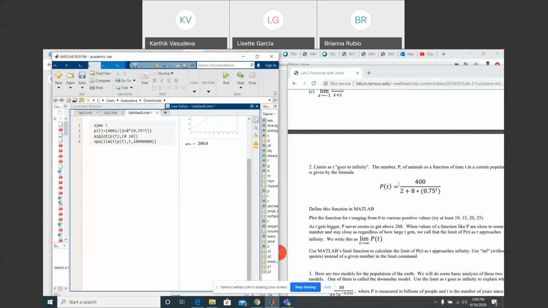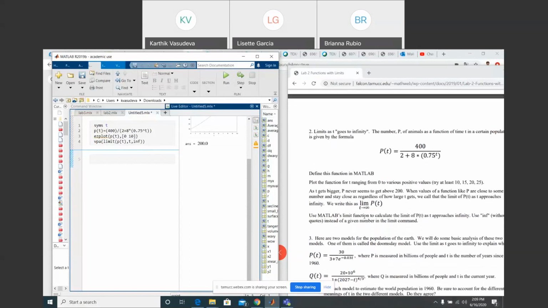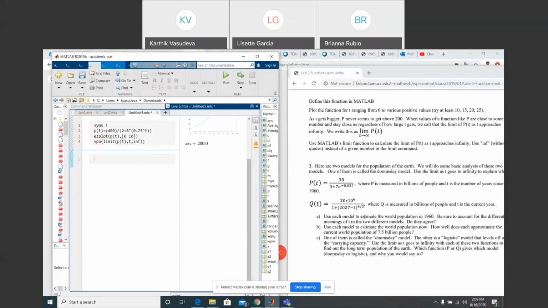Remember, this question is an applied math model, where p is animals as a function of time t. So you are checking the population of animals with respect to time. If the time is infinity, you just have 200 as the number of animals. That's what you're trying to see here. I don't think most of you have questions here, but I see there's a question in part 3.